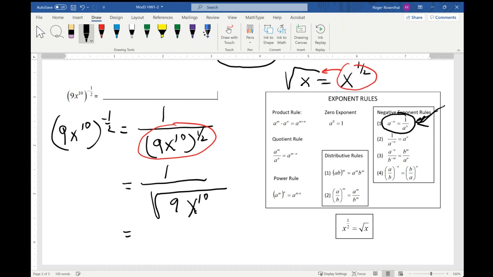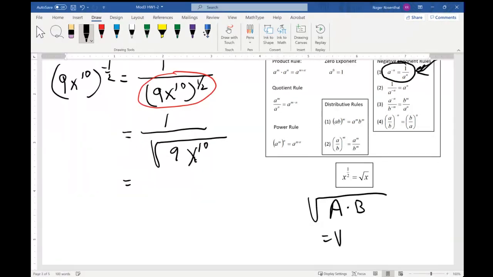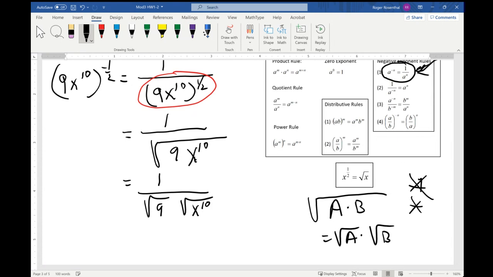I'm still not done. Remember the rule I told you a moment ago: when you have a square root of a product, you can split that into 2 square roots. Be careful. That does not work for addition, and that rule does not work for subtraction. It only works for multiplication. So be careful. So this becomes 1 over the square root of 9 times the square root of x to the 10th.